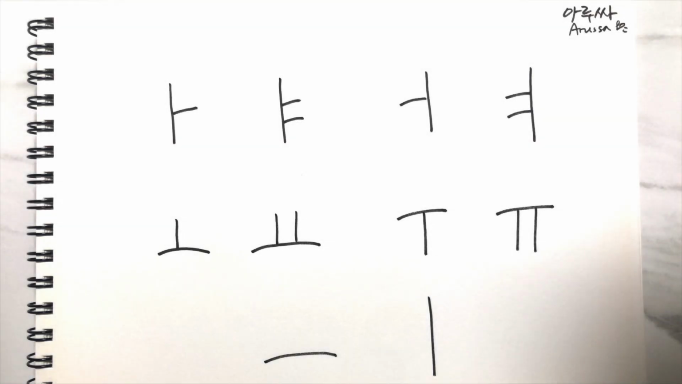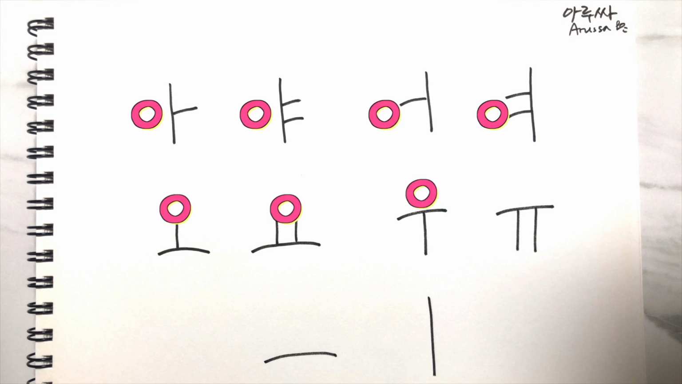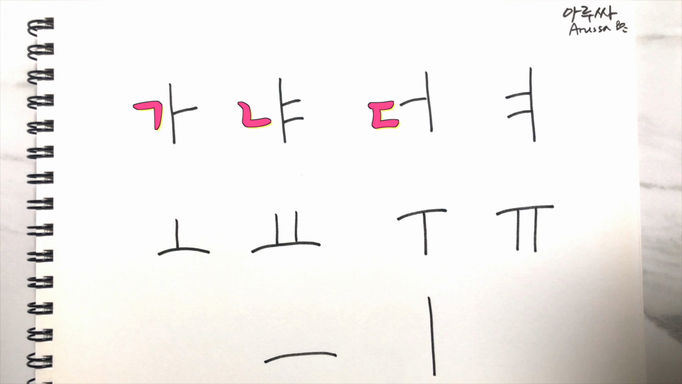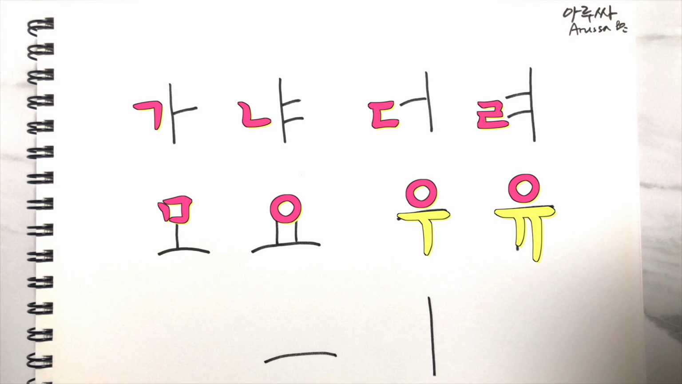These are the 10 basic vowel characters. A, Ya, O, Yo, O, Yo, U, U, I. When the vowel stands on its own, it doesn't form a letter. By putting the initial consonant to the left, it can form a letter. In other words, every single letter is made up of the initial consonant and the vowel, or the initial consonant, the vowel, and the final consonant below them.